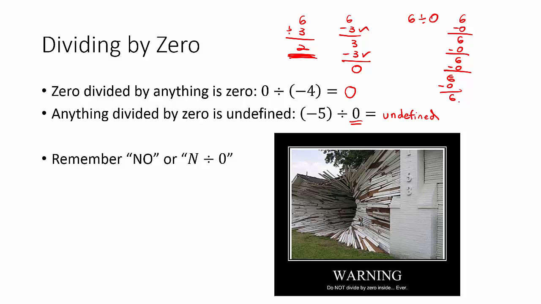The world will implode. No, and if you think about no, we can't do it. N divided by 0, no, where that O is the 0. That might help you remember 0 cannot be in the denominator. We cannot divide by 0.